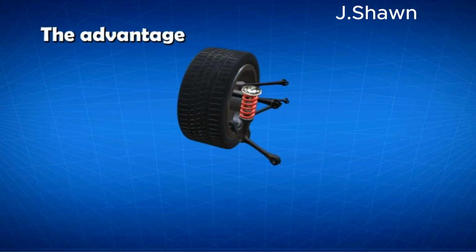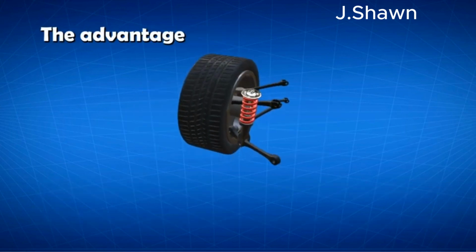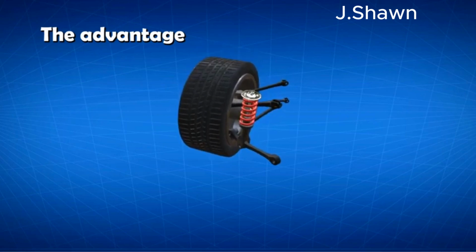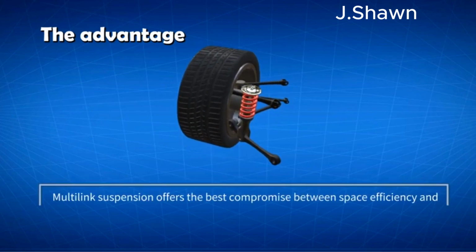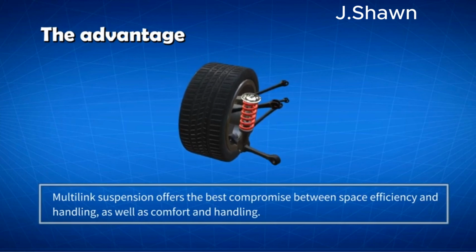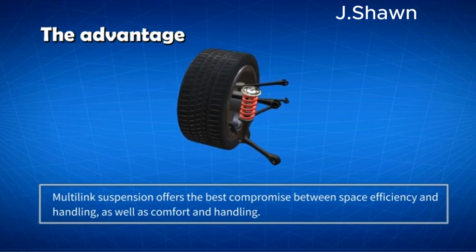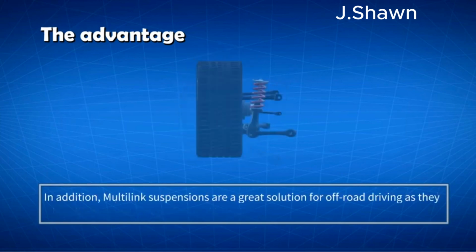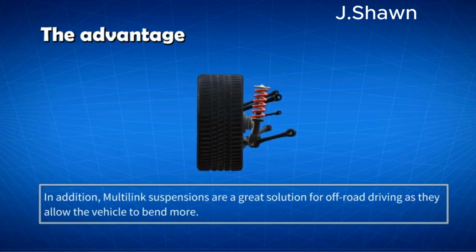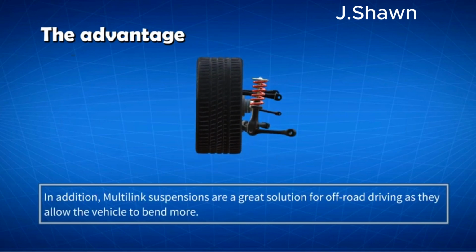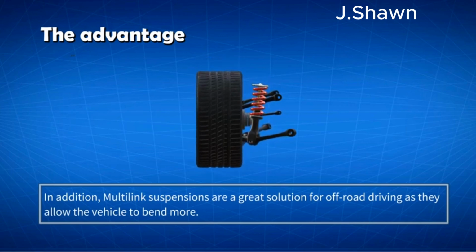The advantage: multi-link suspension is considered to be the best independent system for production vehicles, as it offers the best compromise between space efficiency and handling, as well as comfort and handling. In addition, multi-link suspensions are a great solution for off-road driving, as they allow the vehicle to bend more.